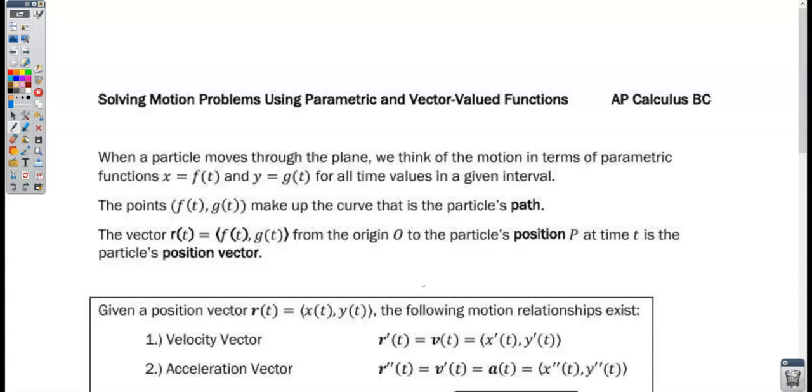In this video we're going to talk about material from section 9.6 of AP Calculus BC, solving motion problems using parametric and vector valued functions. All right, a little bit of an introduction here.